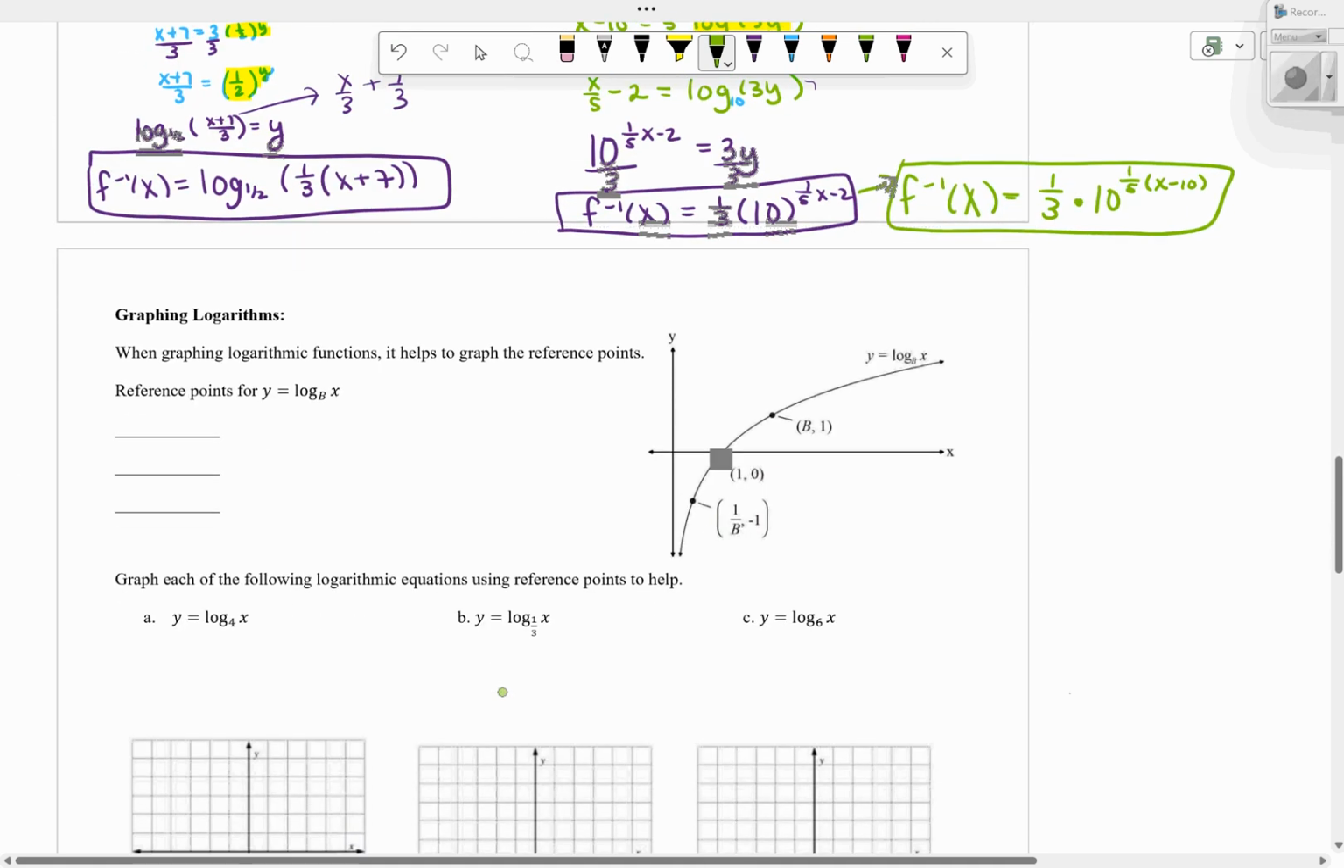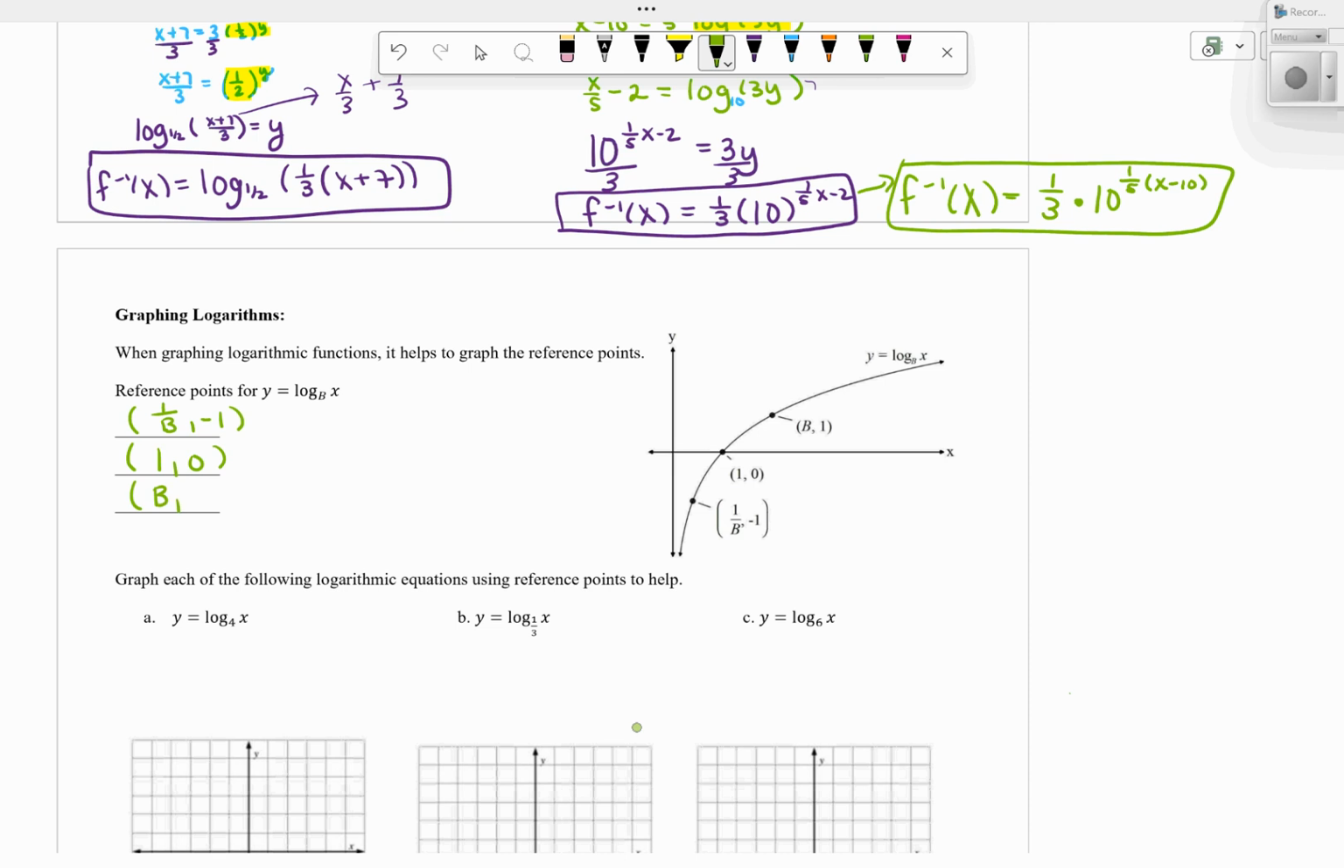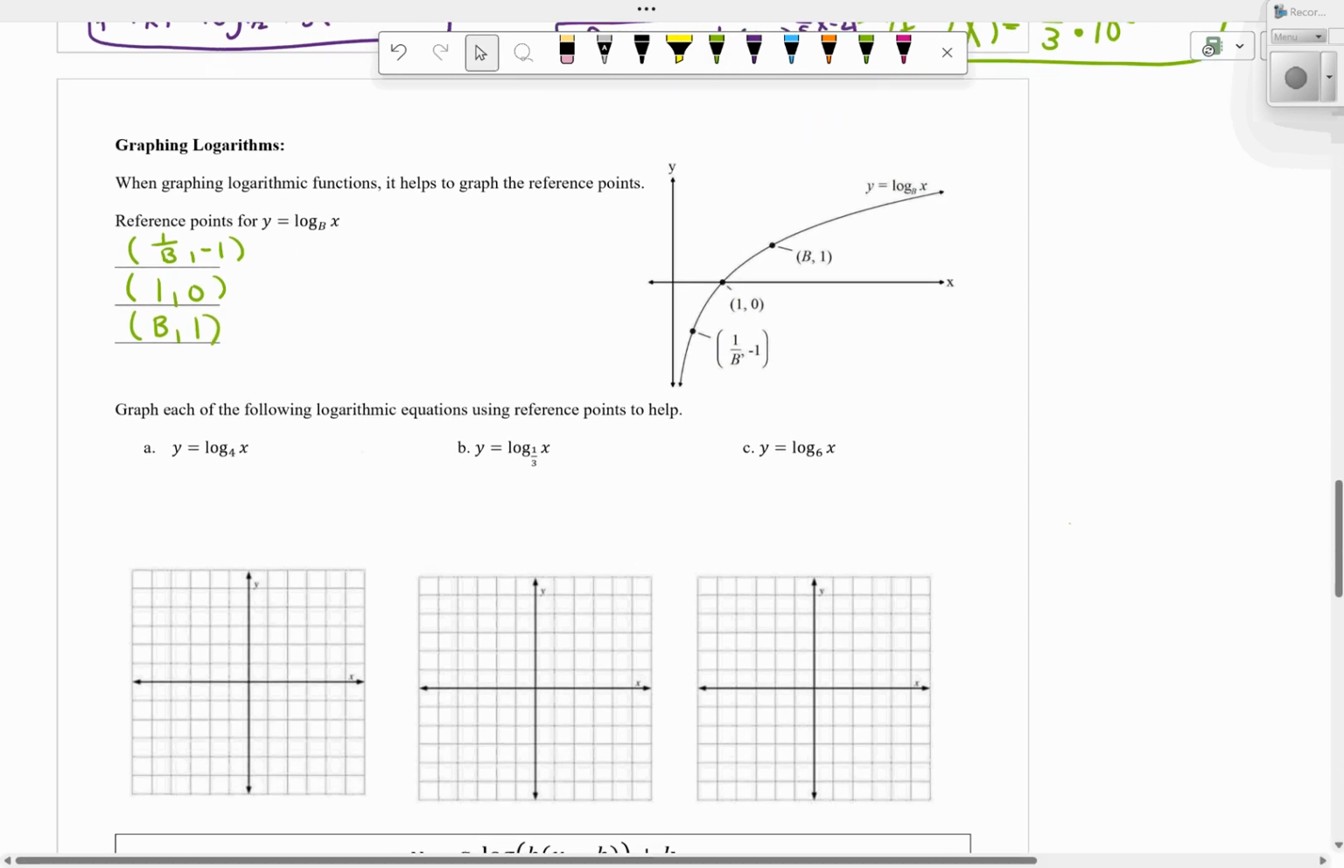We talked about this last year in Math 3, but when graphing logarithmic functions, it helps to graph the 3 reference points. So the 3 reference points for y equals the log of some base b of x. We use that b to help you write your points. So it's going to be 1 over the base, comma, -1, and then 1, 0, and then the base, comma, 1. These 3 points are going to help you make graphing a little bit easier.